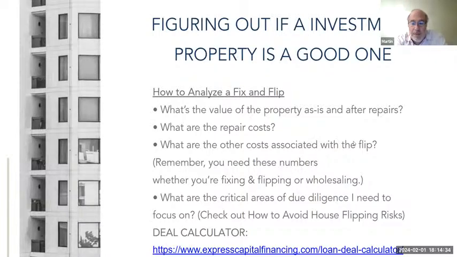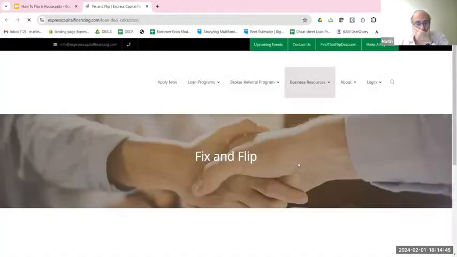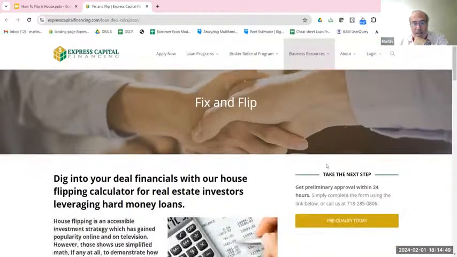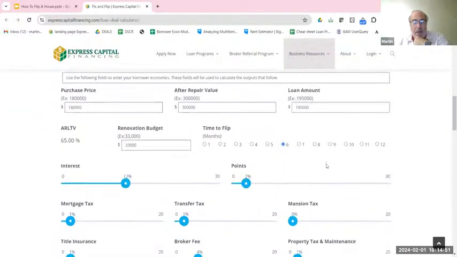What are the other critical areas of due diligence I need to focus on? Well, it's about a deal calculator, going over the numbers. I'm going to go through it. So this is our website, and the deal calculator, which I can share with you, is on our website, so you can always go there after the webinar. Put in the purchase price, the after repair value, the loan amount, the ARV. Lenders want to be at about 70% today.